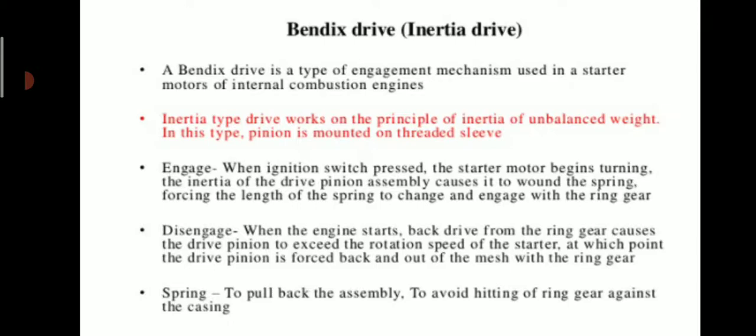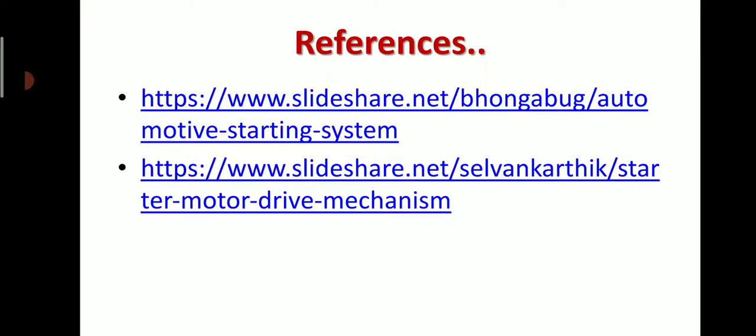Disengage: when the engine starts, back drive from the ring gear causes the drive pinion to exceed the rotation speed of the starter, at which point the drive pinion is forced back and out of mesh with the ring gear. And lastly, the spring is used to pull back the assembly to avoid hitting of the ring gear against the casing. So, this way the Bendix drive works, and for more information you can have these references.